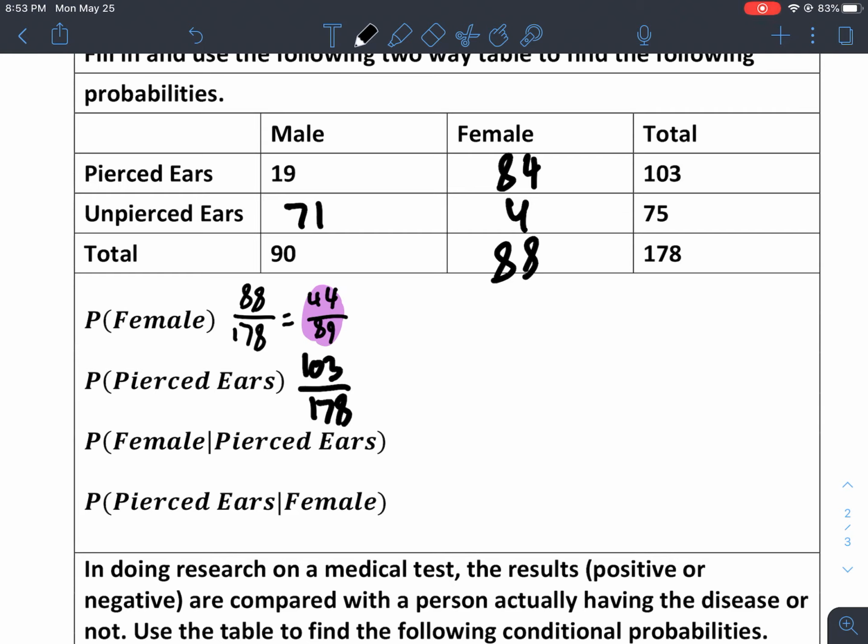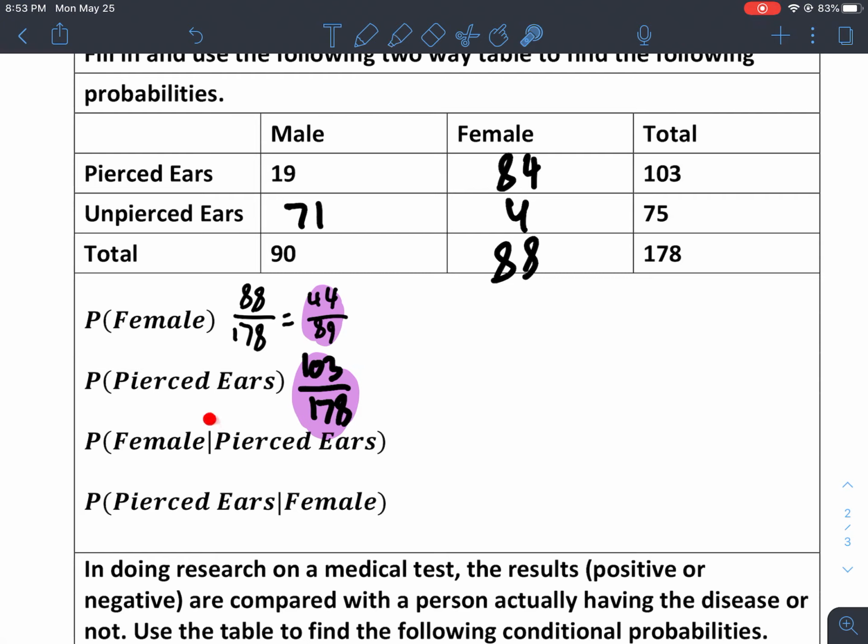So they're not divisible by 2, or by 3, or by 4, or by 5. I'm going to try 7. I'm going to try 13. I think that's as simplified as it gets. Maybe I did something wrong, but I think that's it. So the probability someone has pierced ears is 103 out of 178.